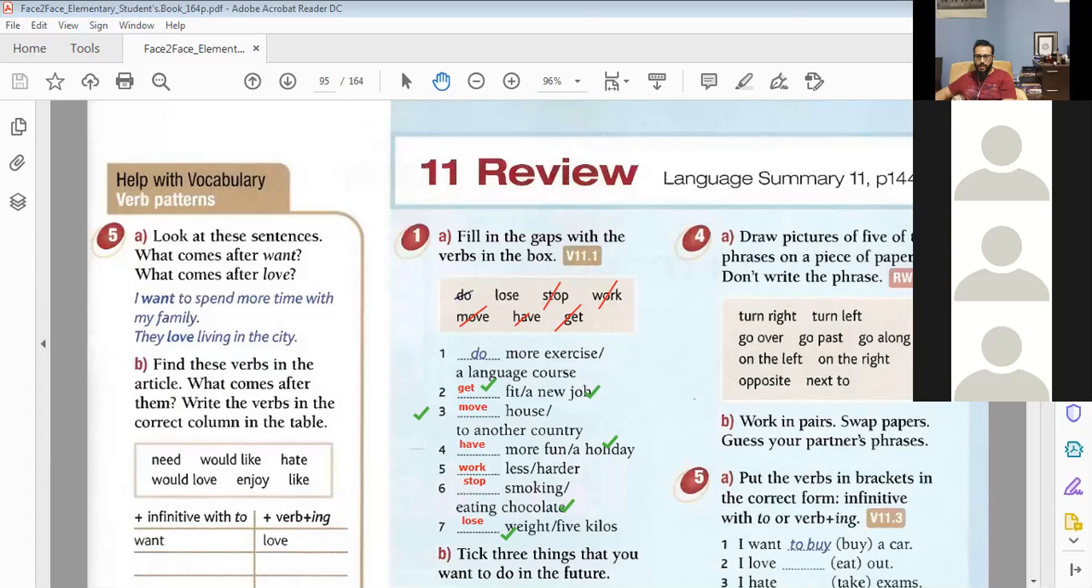Okay, Samiha's busy, I think. Selma, what about you? Would you like to do any of these things in the future? Get fit, maybe. Maybe you'd like to get fit. Yeah.